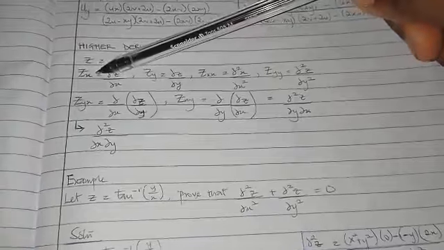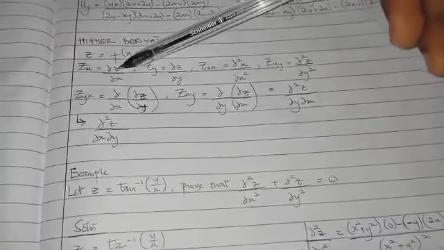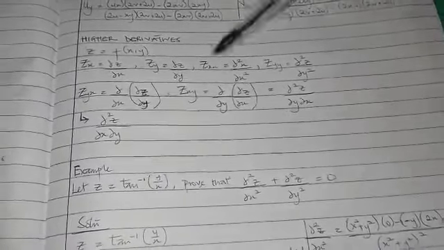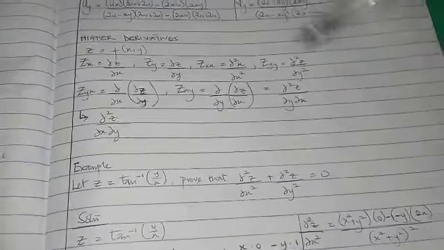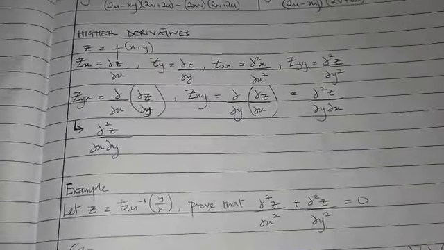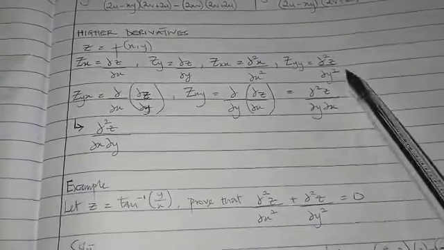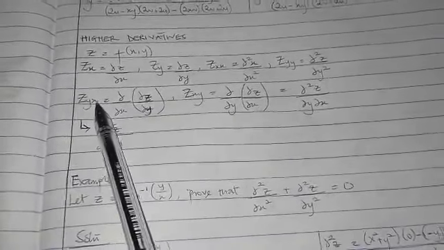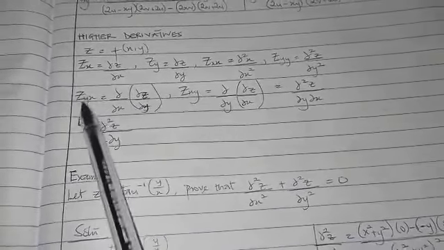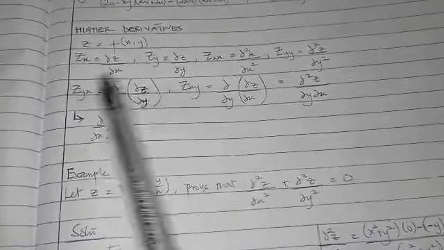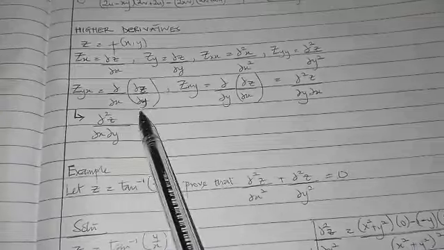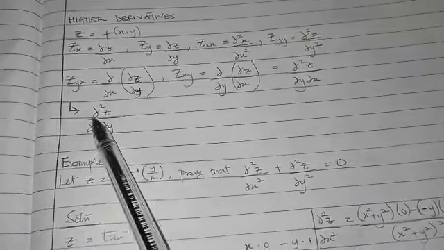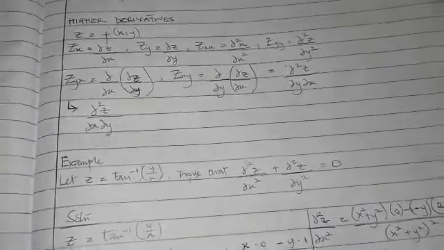You have z subscript x, partial z over partial x; z subscript y, partial z over partial y; z subscript xx is also partial square z over partial x square, and z subscript yy is partial square z over partial y square. For z subscript yx, the y comes before x, so this is the first differential and this is the second differential. The first differential is the partial z over partial y, and the second differential is partial over partial x. This is also partial square z over dx dy.